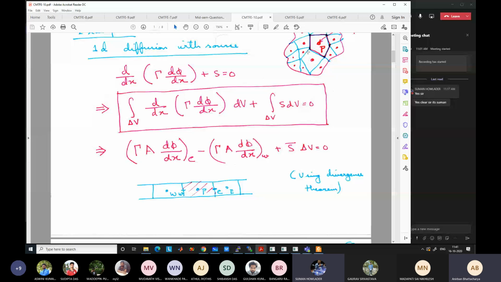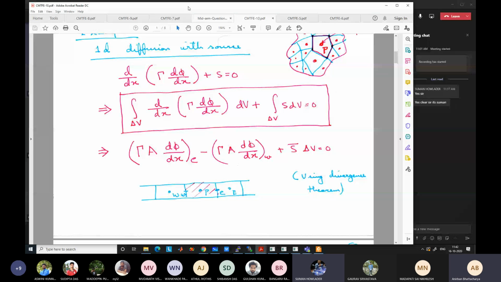Is my point clear? So, sir, for each control volume, we have only one grid point for which we have to find the values of properties. Correct. Correct. Yes, sir. Okay, sir.